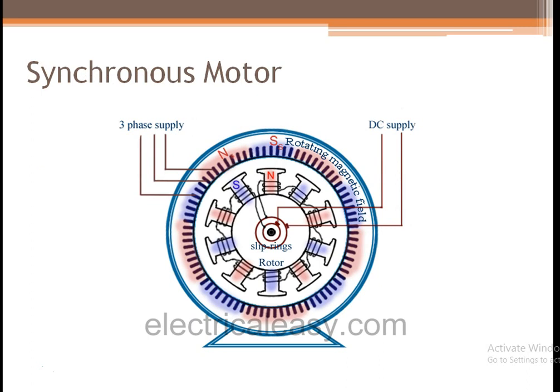So this is a synchronous motor, we see that. As the name mentions, it is a synchronous motor. The synchronous motor should always run at a synchronous speed.